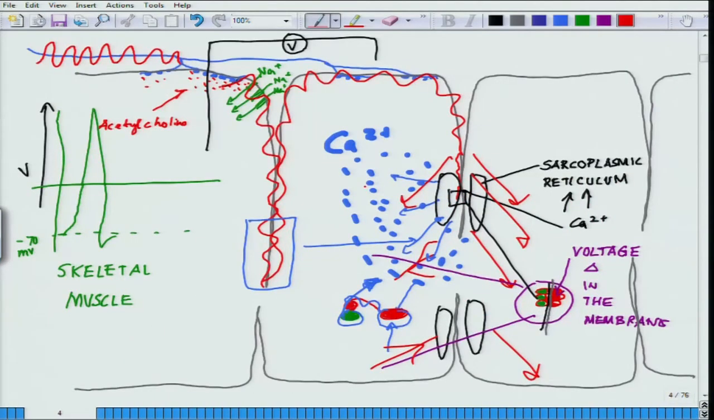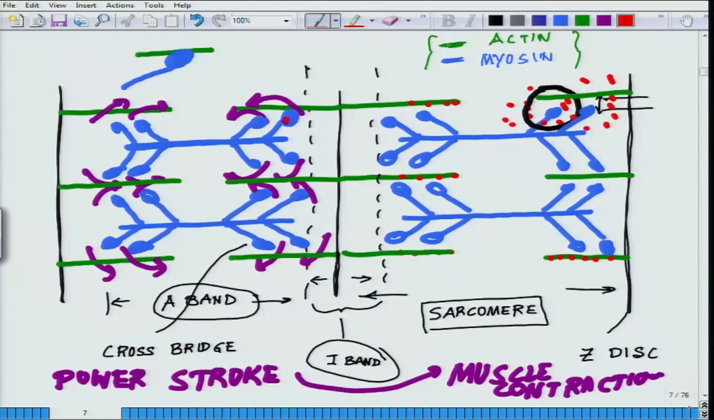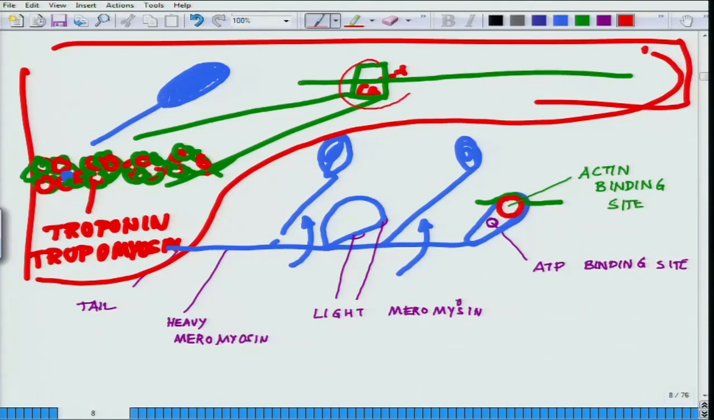This calcium which rose up here essentially went and bound to the actin molecules. I showed you that it has a calcium binding domain within the actin molecule. It binds and removes the blockage between the actin and the myosin. If this is the actin and this is myosin, there is a blockage because of the troponin tropomyosin. As soon as calcium comes here, it binds, and it does a power stroke using ATP, and that is how the muscle contraction takes place.